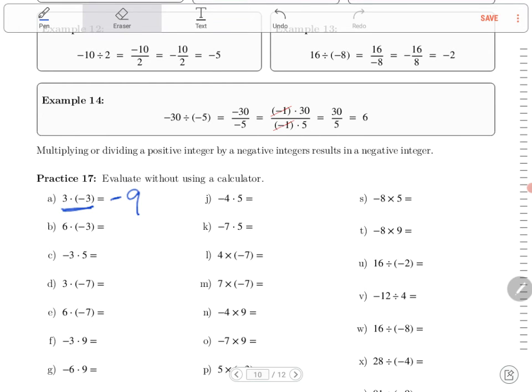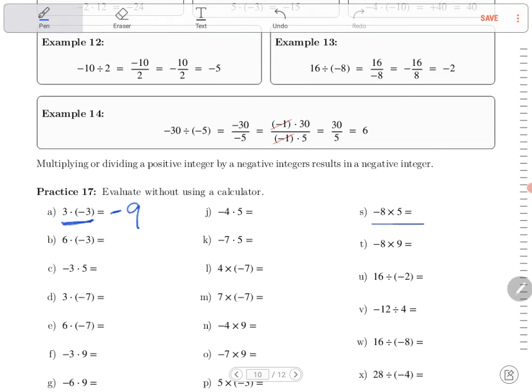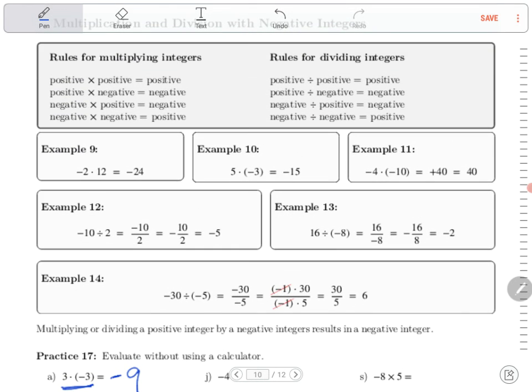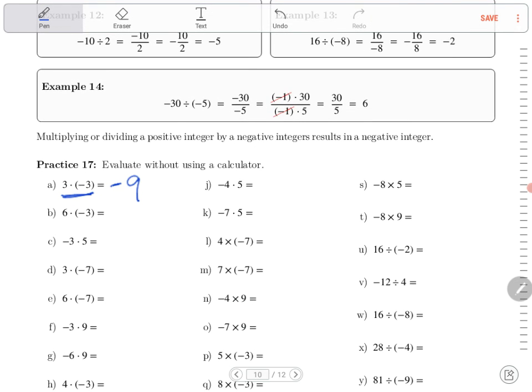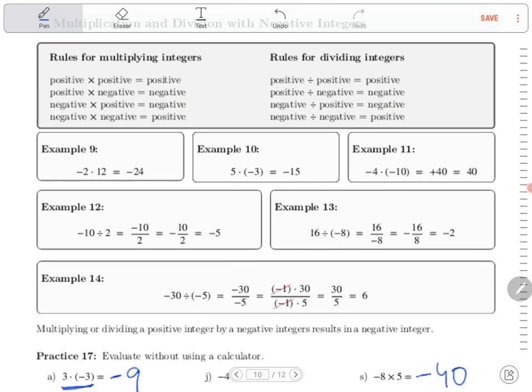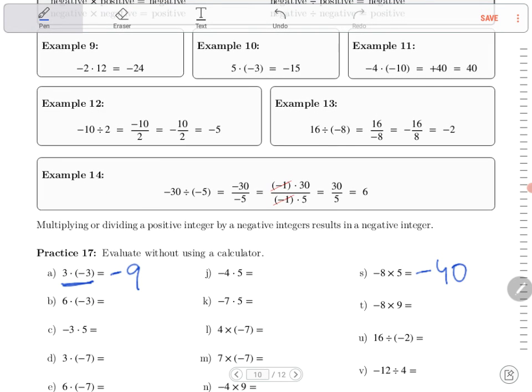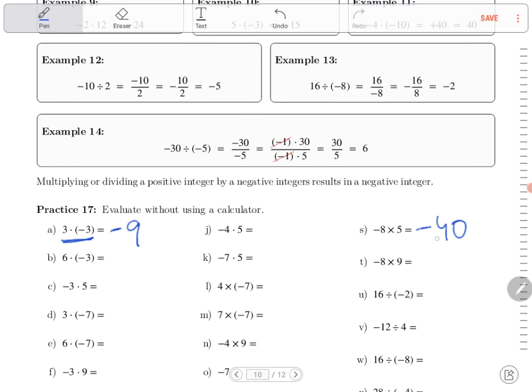Let's look at another one. Let's look at S. S is negative 8 times 5. Again, you already know that 8 times 5 equals 40. But this problem is negative 8 times 5. The rule that applies here is that a negative times a positive will give you a negative number. So negative 8 times 5 is negative 40. 8 times 5 is a positive times a positive, which gives a positive result. In this case, a negative times a positive gives us a negative result.